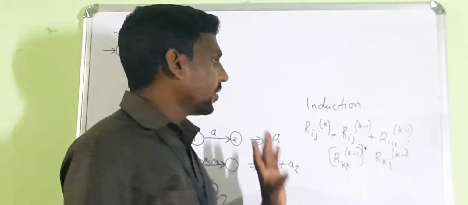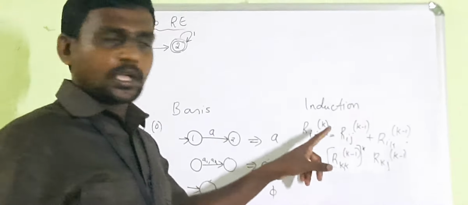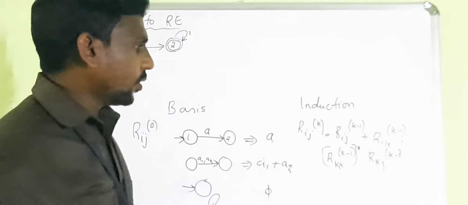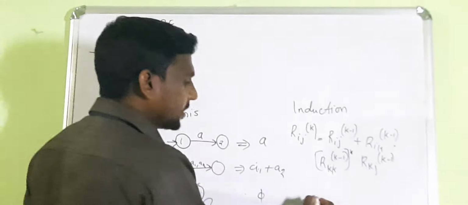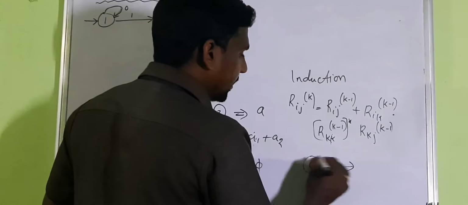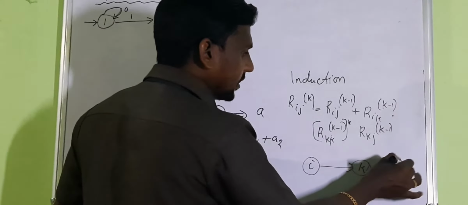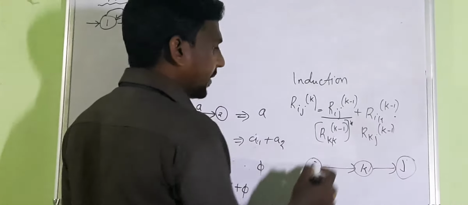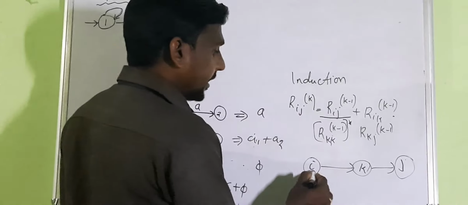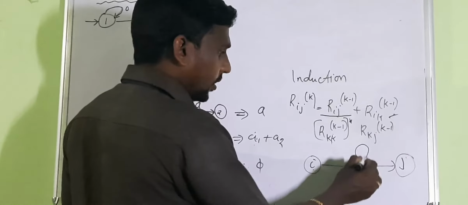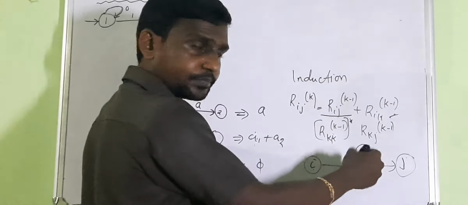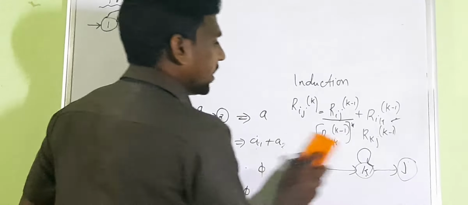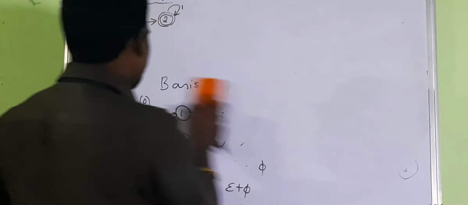You just remember R_ij power k equal to R_ij power k minus 1 plus R_ik power k minus 1 into R_kk power k minus 1 the whole star into R_kj power k minus 1. How it comes, you can see like this. This is i, this is k, and this is j. If the diagram is like this, case 1 is R_ij power k minus 1, plus case 2, R_ik power k minus 1 into R_kk power k minus 1 the whole star, because of the closure property, and R_kj power k minus 1. You recall this. If you know this theorem, we can solve this problem.